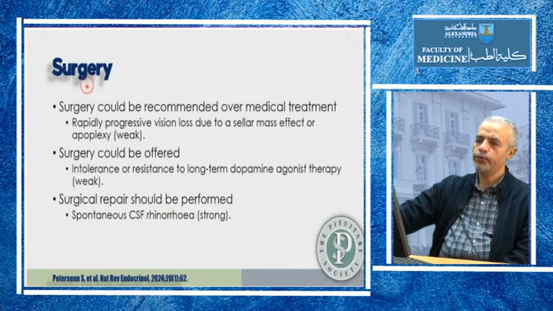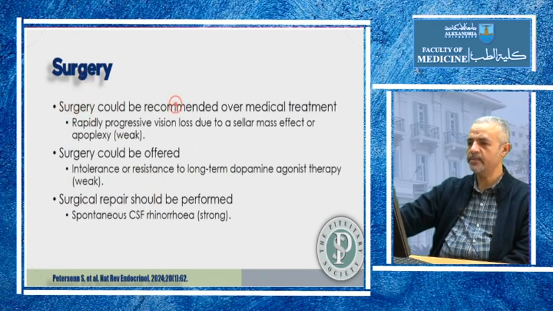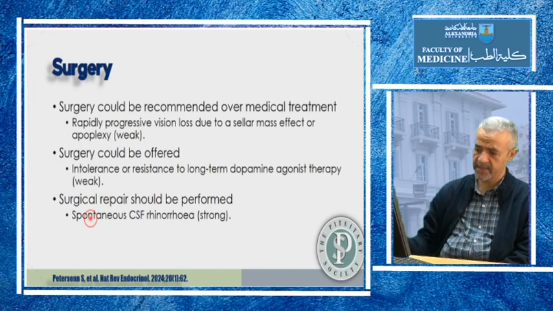So when to go for surgery in a patient with a prolactinoma? Surgery is recommended if there is rapidly progressive vision loss due to a sellar mass or due to apoplexy. Surgery is an option if the patient is intolerant or resistant to dopamine agonist, and surgery should be performed if the patient presents with spontaneous CSF rhinorrhea.